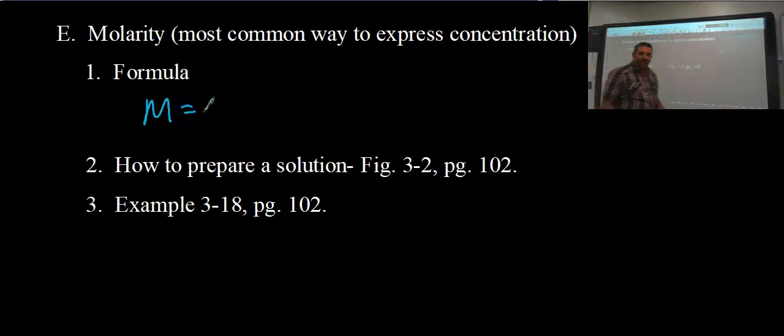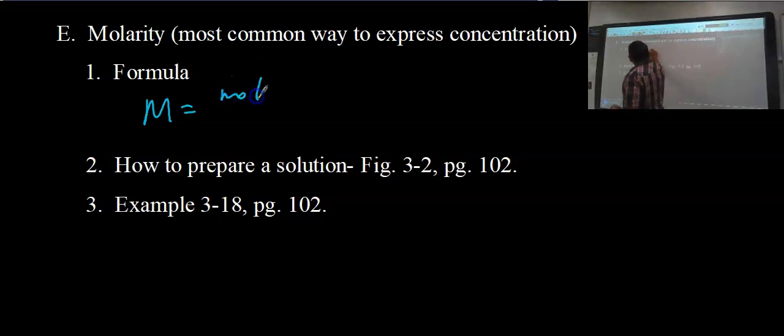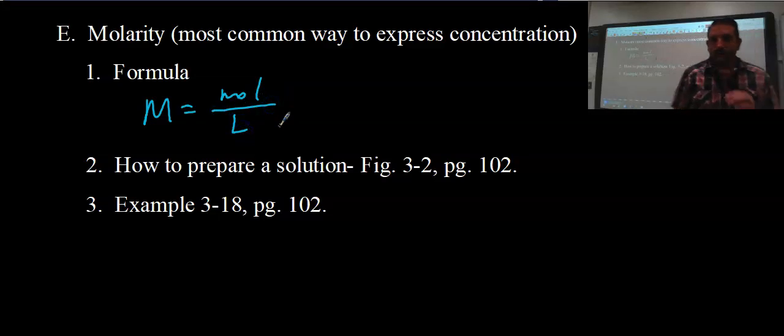The symbol for molarity is big M, and it's a ratio, as are all solution concentrations. It's the amount of solute per amount of solvent or solution. In this case, and don't just write this, make sure you know what those are: moles of the solute per liter of the solution.